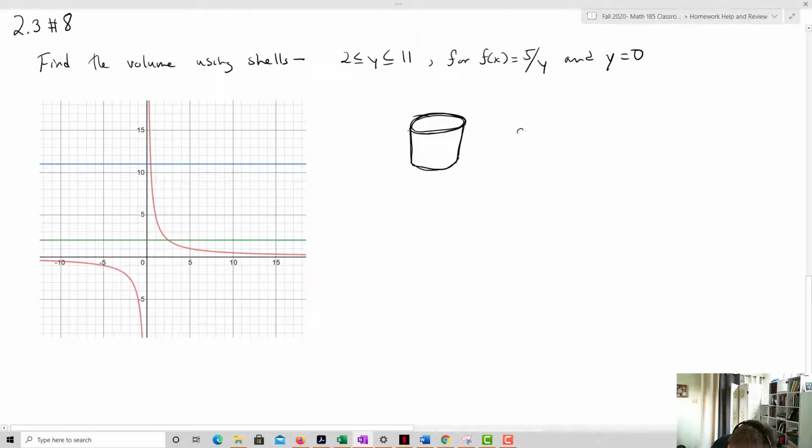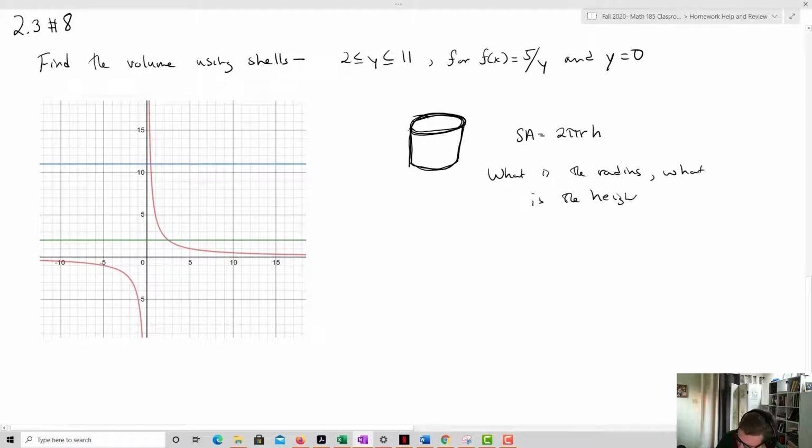So when we say that, the surface area for a shell is going to be 2 pi r times h. Okay, so that's the circumference times the height. So 2 pi r times h. So our trick here when we're actually building the shells is, what is the radius and what is the height? Once we find those two, then it's just a matter of integration.